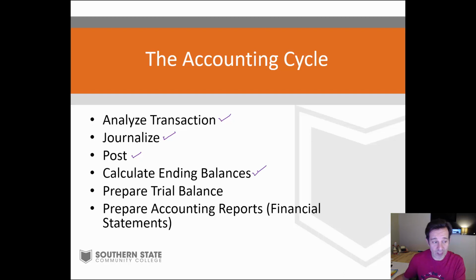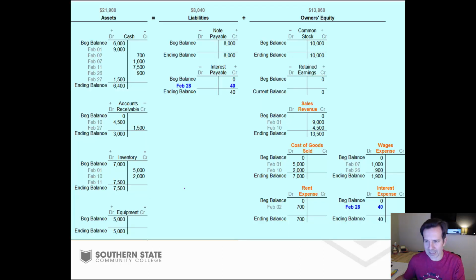When you do all that, you can start to do your reports after you do your trial balance and make sure everything balances. Then you can make your financial statements. Okay? So we're right here at this part. We made all our entries. We've analyzed them. We journalized them. We posted them. Now we're going to calculate the ending balances.